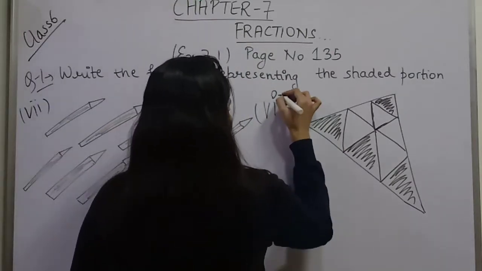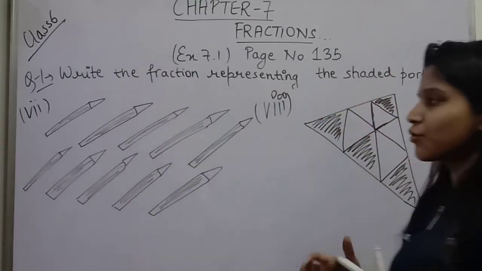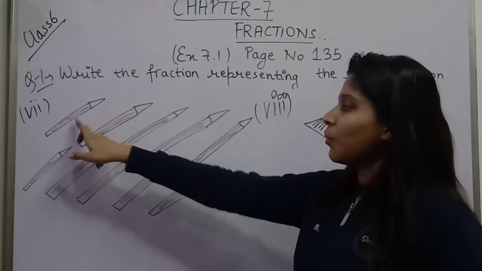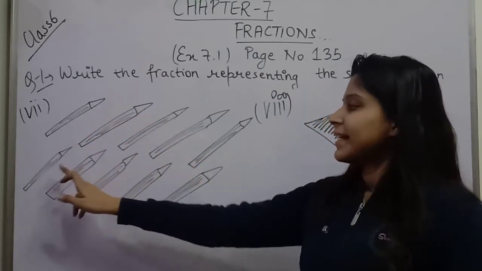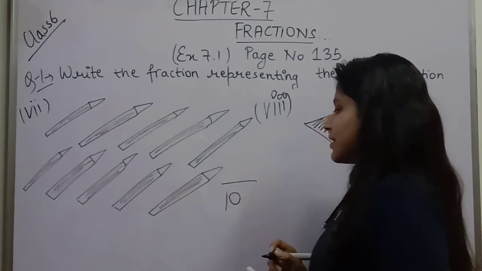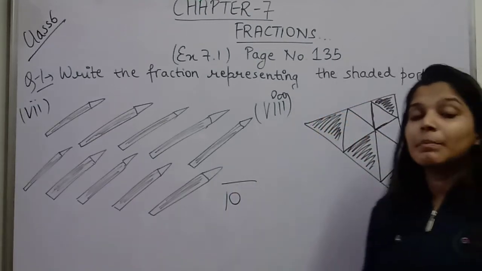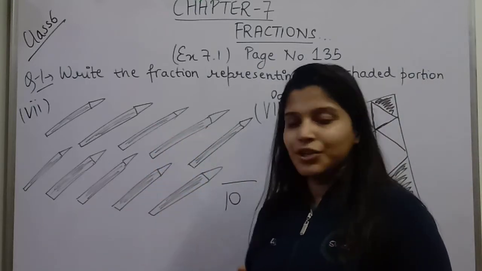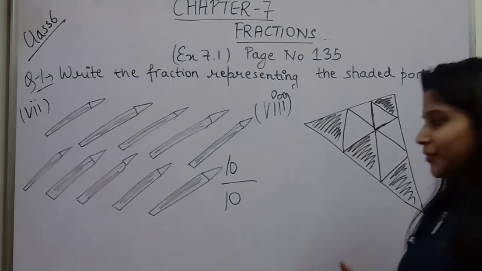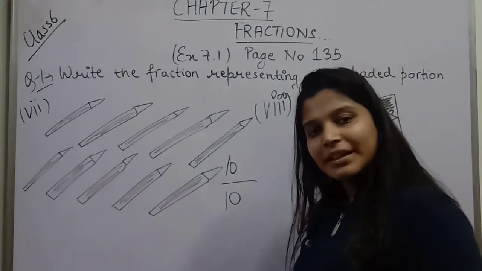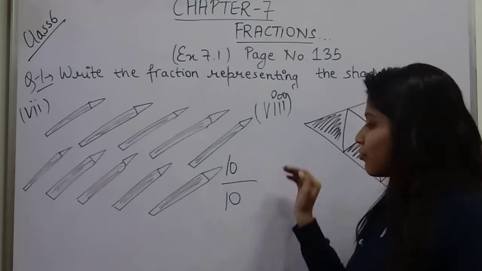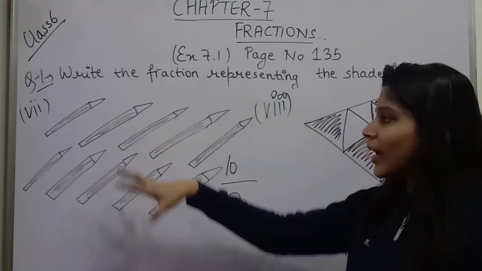Now let's represent the fractions. In the 7th part we are given pencils, and how many pencils are there in total? 1, 2, 3, 4, 5, 6, 7, 8, 9 and 10. So we have 10 pencils in total, and from those 10 pencils all 10 are shaded. So 10 upon 10 is the required fraction. So I hope the 7th part is also clear. We write all the shaded pencils, so that's why 10 upon 10, because all are shaded.